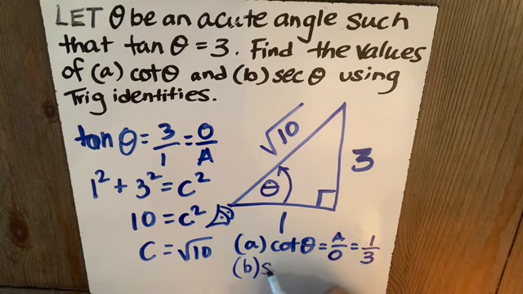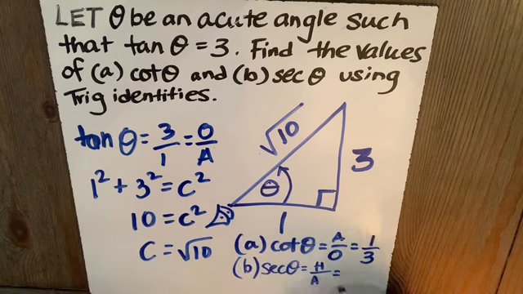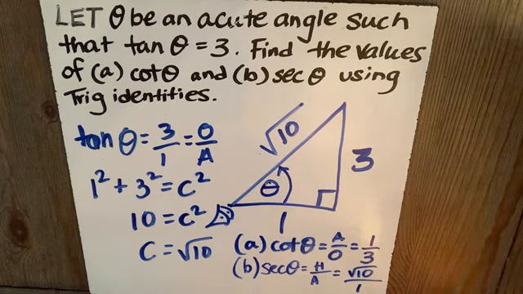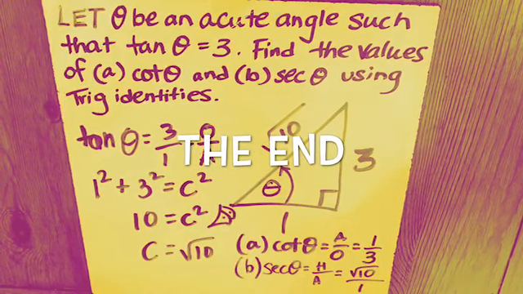And secant of theta, I know is hypotenuse over adjacent, which in this case will be root 10 over 1, which is the same as root 10. So I can find it using my pictures, or my identities. I've got much power in my brain.